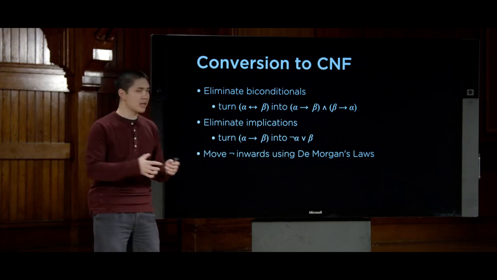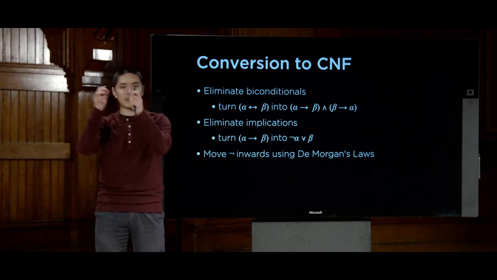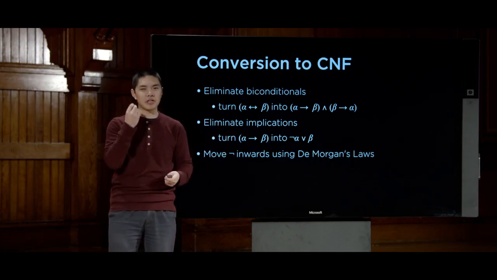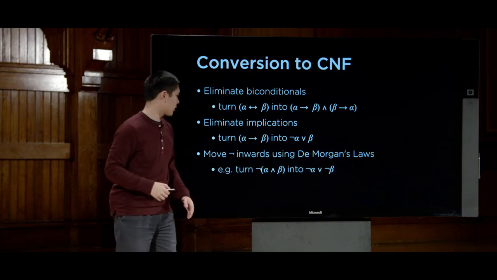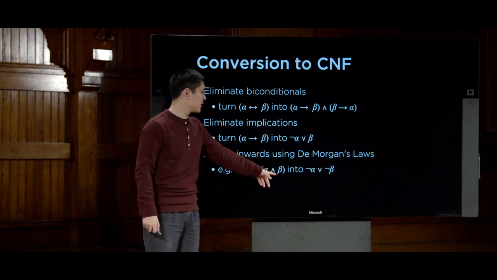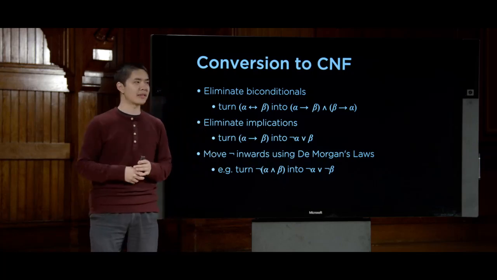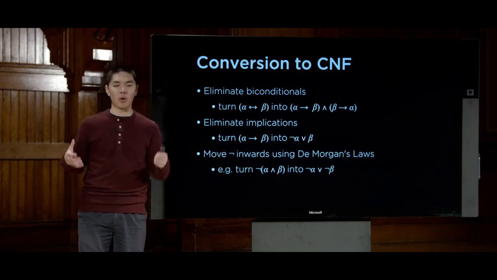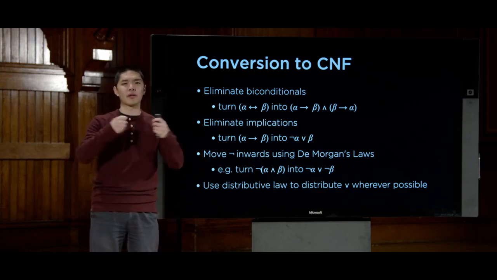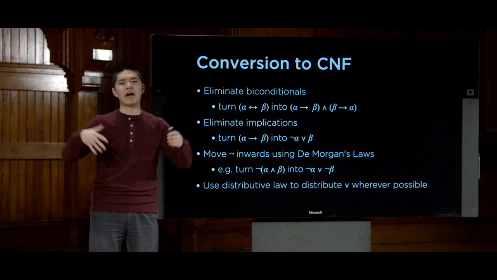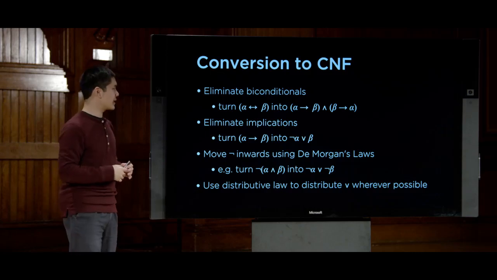Then we can move nots inwards, because we don't want nots on the outsides of our expressions. Conjunctive normal form requires that it's just clause and clause and clause and clause. Any nots need to be immediately next to propositional symbols. But we can move those nots around using De Morgan's laws by taking something like not (A and B) and turning it into not A or not B, for example. And after that, all we'll be left with are ands and ors, and those are easy to deal with. We can use the distributive law to distribute the ors so that the ors end up on the inside of the expression, so to speak, and the ands end up on the outside. So this is the general pattern for how we'll take a formula and convert it into conjunctive normal form.